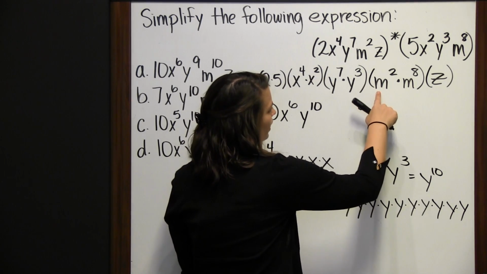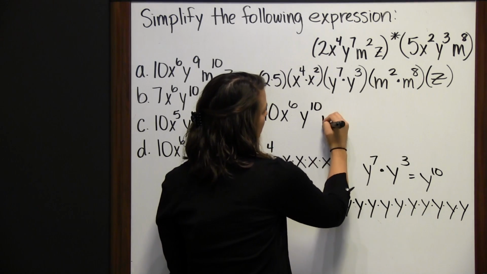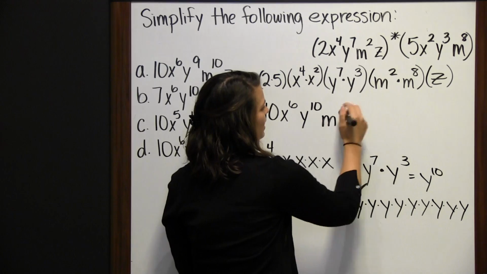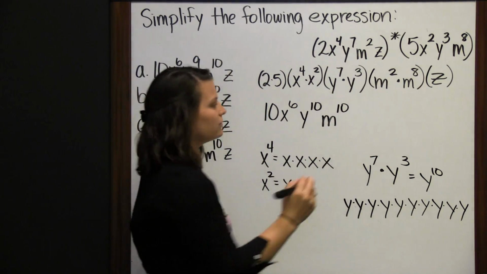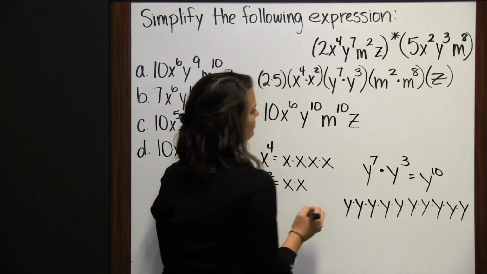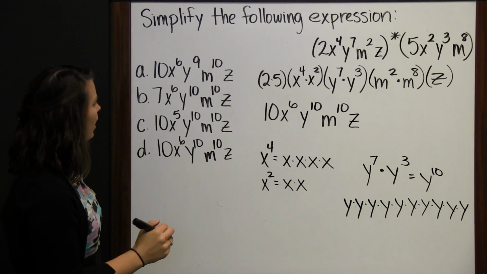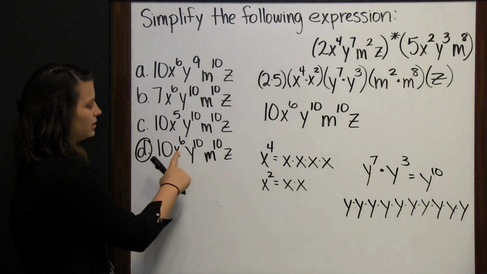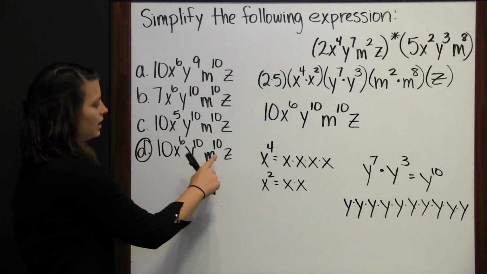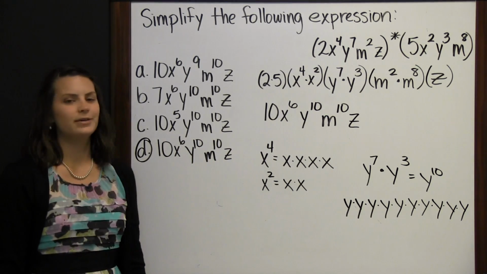Then we have m squared times m to the 8th. So same concept. Again, we're going to add our exponents, and we get m to the 10th. And then finally, times z. So that means our answer is D. 10, x to the 6th, y to the 10th, m to the 10th, z.